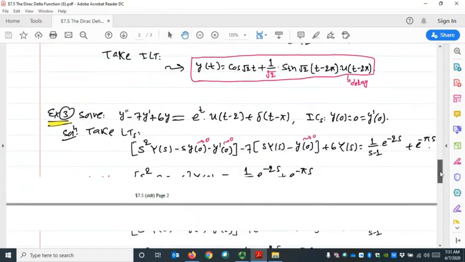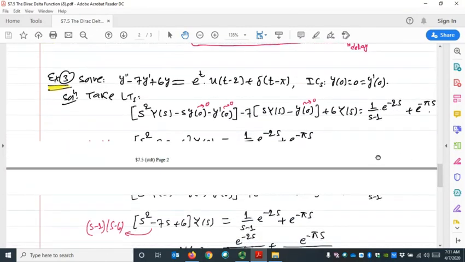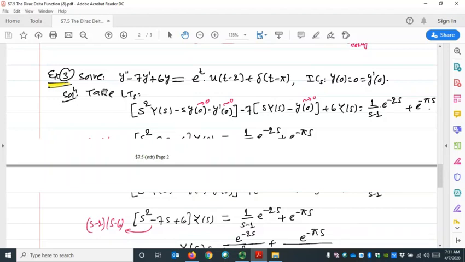Let's do example 3. Solve y double prime minus 7y prime plus 6y equals, here the step function and delta function mix on our right side. This is e to the t times little u of t minus 2 plus delta of t minus pi, with initial conditions y of 0 equals 0, y prime of 0 equals 0. So just the routine computations.